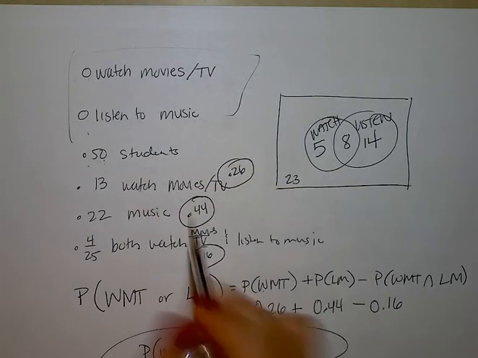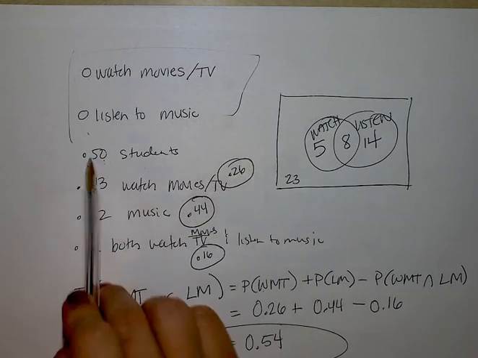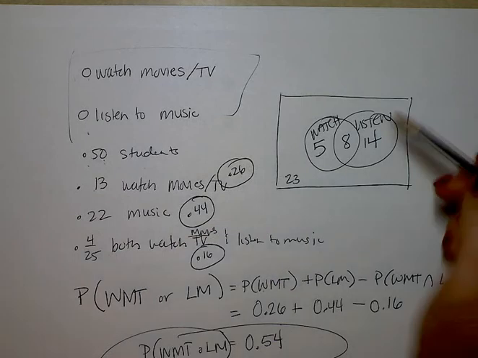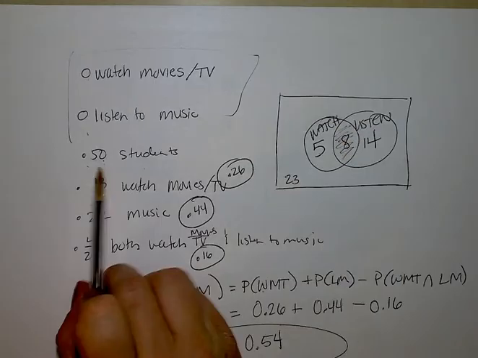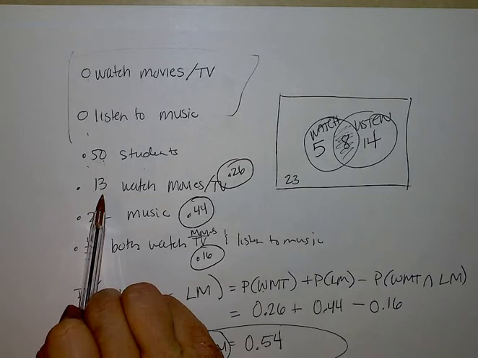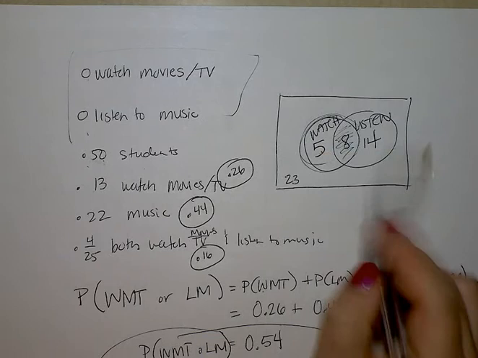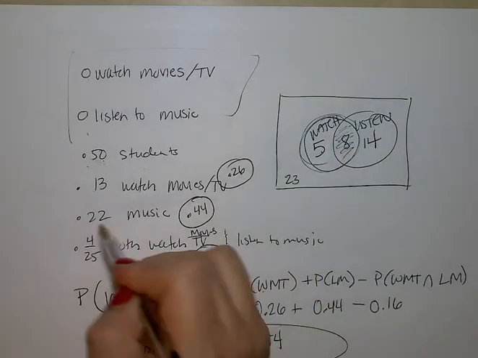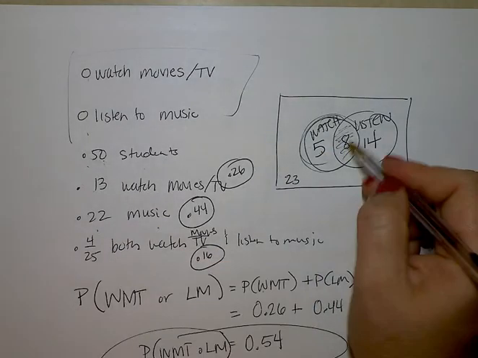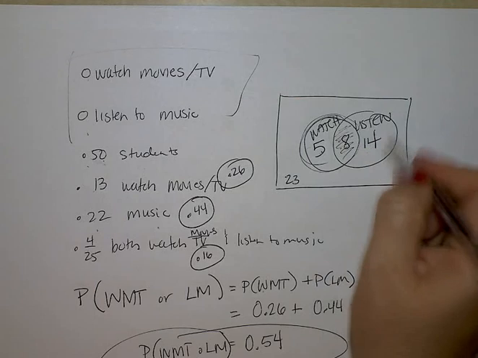0.16 times 50, do you get an answer of 8? So 8 students do both, but I know only 13 in total watch the movies or TV. So 8 plus 5 is the 13. I know 8 do both, but only a total of 22 listen to music. So 8 plus one number equals 22, it's 14.